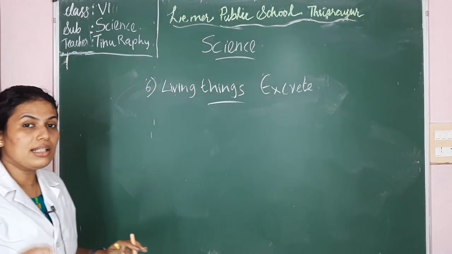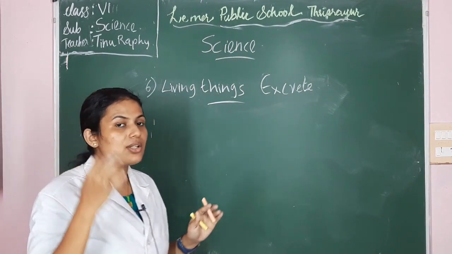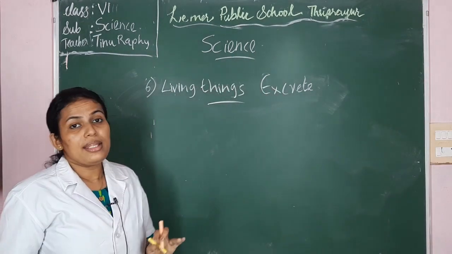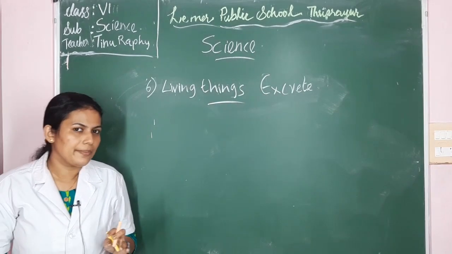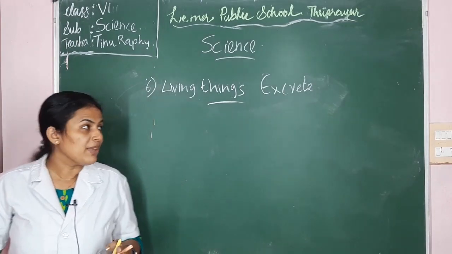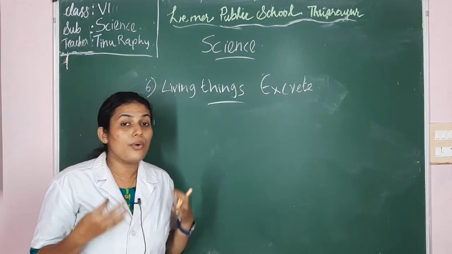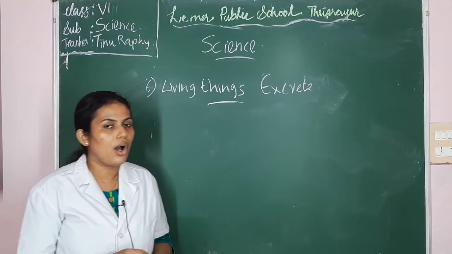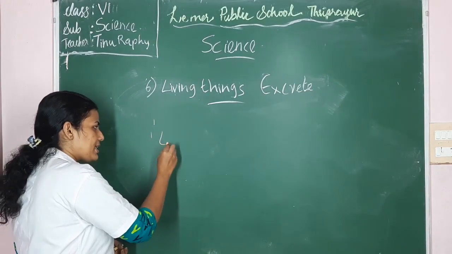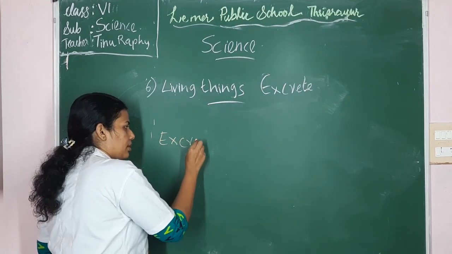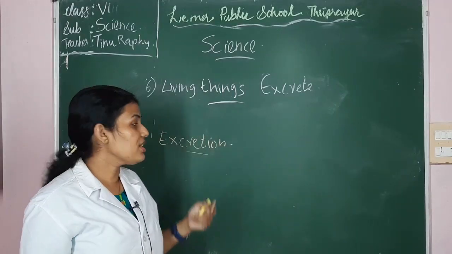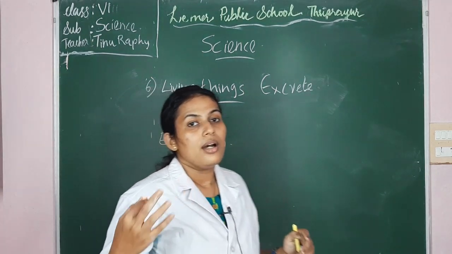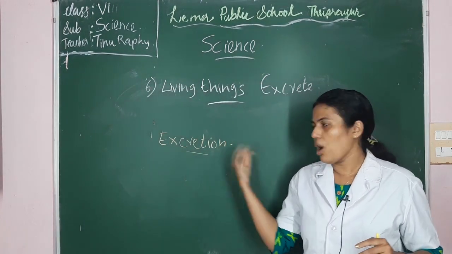So we are learning the characters of the living things, that is, biotic components. The sixth point is living things excrete. Now, what is excretion? Yes, the removal of waste materials from the body of the organism is called excretion.